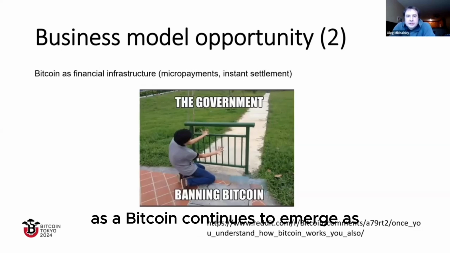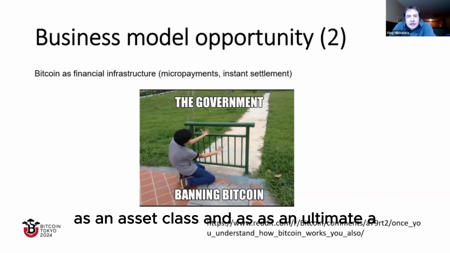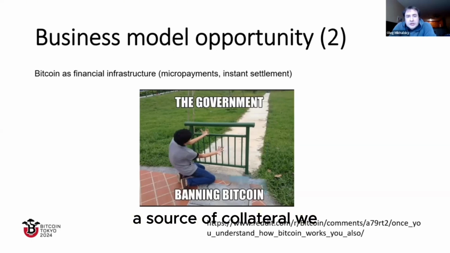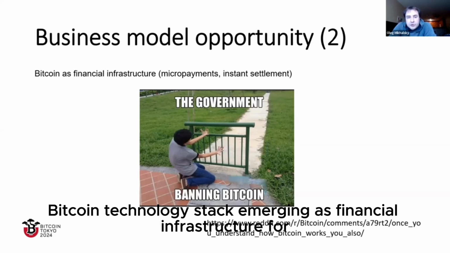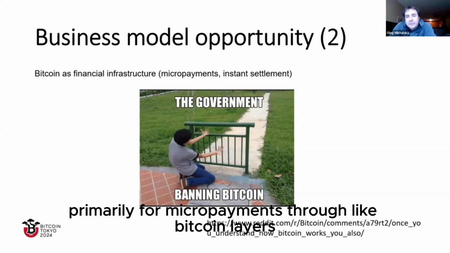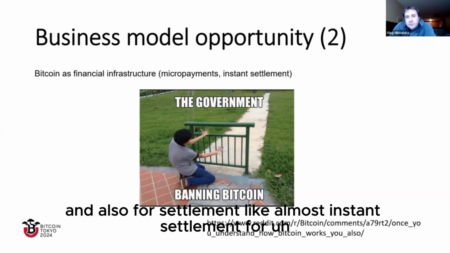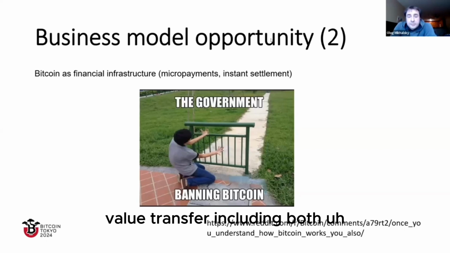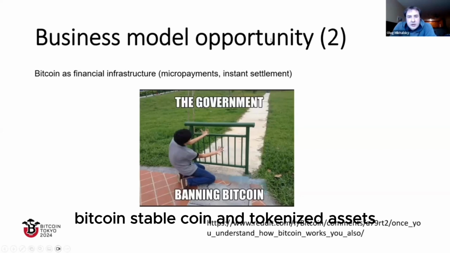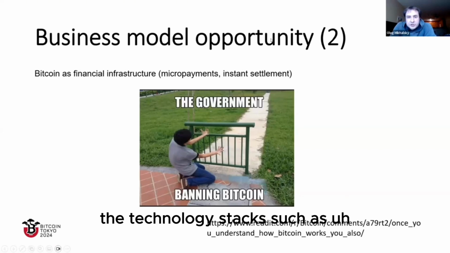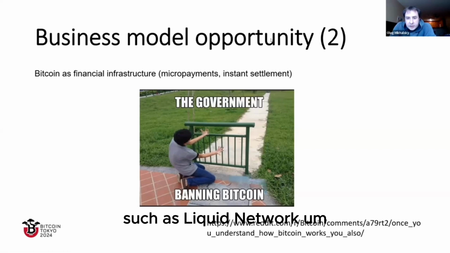As Bitcoin continues to emerge as an asset class and as an ultimate source of collateral, we also see the Bitcoin technology stack emerging as financial infrastructure primarily for micropayments through Bitcoin layers such as Lightning Network, and also for settlement, almost instant settlement for value transfer, including Bitcoin, stablecoin, and tokenized assets on the technology stack such as Liquid Network.